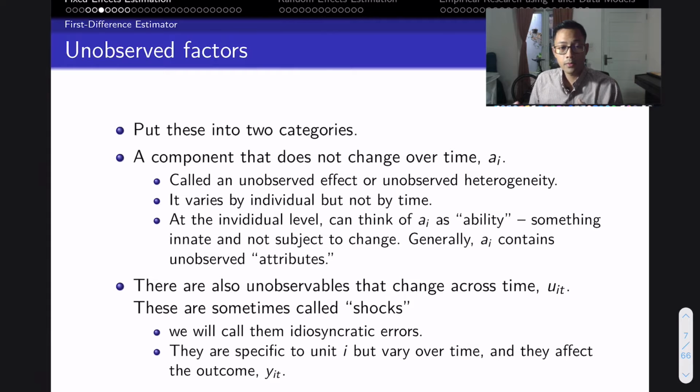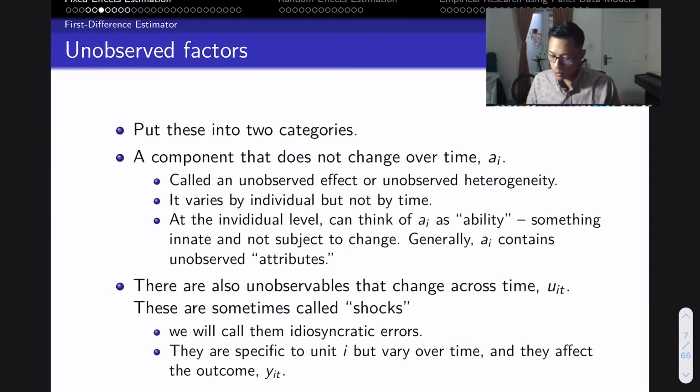Given this particular slide, we notice that not only do factors that we observe affect the outcome variable, but the unobserved variables also affect the outcome variable. Trying to better understand what these unobserved factors are is also going to be very important in the estimation of panel data and in the estimation of econometric models in general.